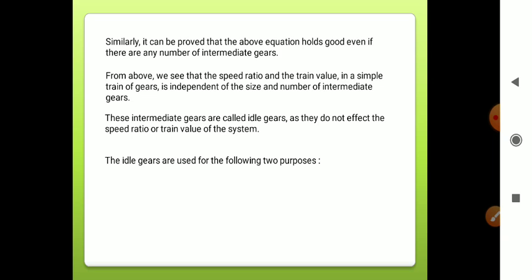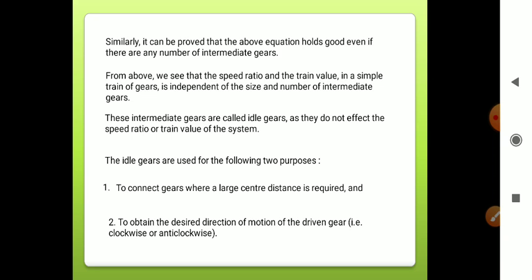The idler gears are used for the following two purposes. The first purpose is to connect gears where a large center distance is required. In that case, manufacturing a large size of gear is inconvenient or uneconomical, so we can choose idler gears.